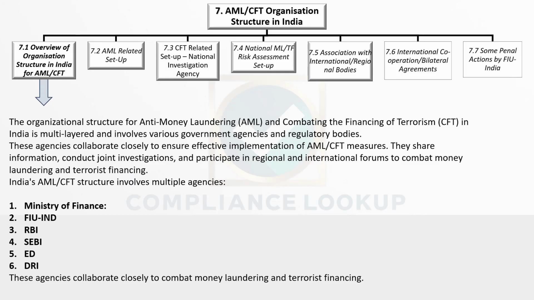Example: if a suspicious transaction occurs in a bank, FIU-IND will flag it. RBI will ensure the bank follows due process, and ED may investigate if it relates to money laundering. These agencies work together to enforce AML-CFT laws. Now we explain everything in the next slide.